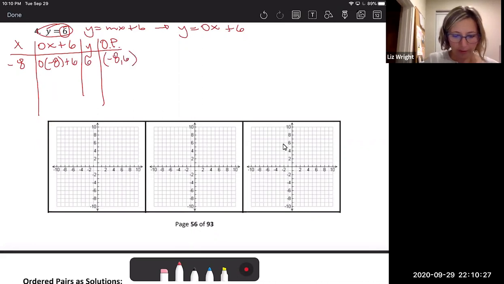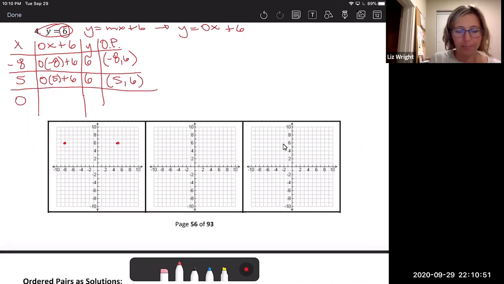And so I'm going to go graph that, -8 and 6. And then my next one, I'm just going to choose 5. 0 times 5 plus 6. Well, 0 times 5 is 0, plus 6 is, guess what? 6. So now I'm going to plot 5, 6. And I'm just going to pick 0. Why not? So 0 times 0 plus 6 is going to give me, you guessed it, 6. So it's going to be 0, 6. Go up there and plot that point, and then we're going to graph that line. That is really messy. You guys can do better than me.